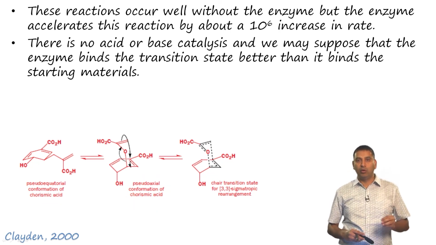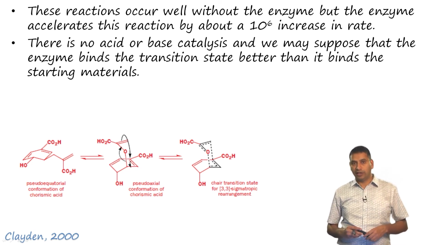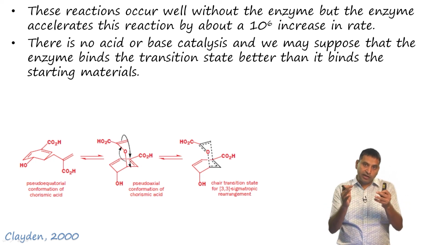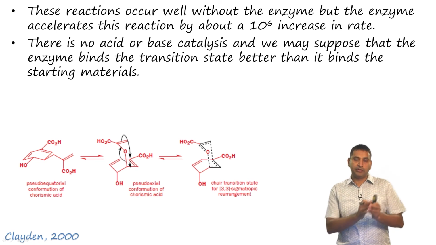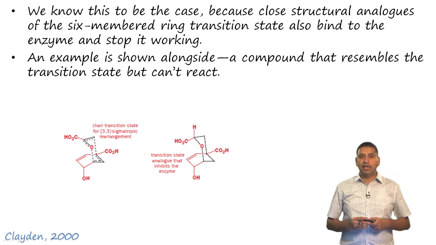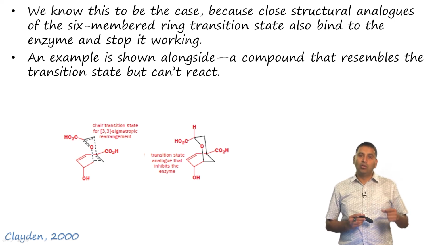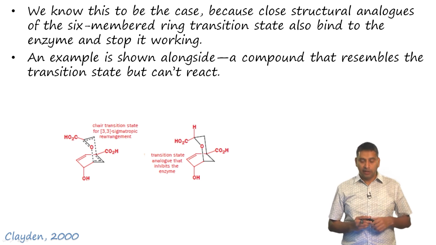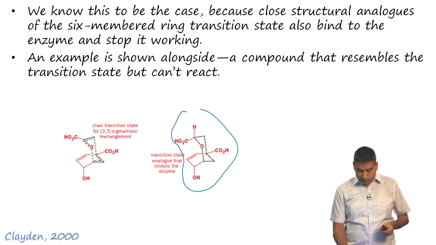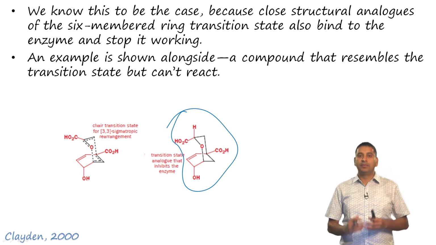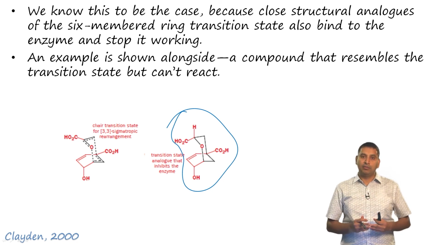These reactions occur well without an enzyme, but the enzyme accelerates this by about a factor of 1,000,000 increase in rate. So, there is no acid or base catalysis, but we may suppose that the enzyme binds the transition state better than it binds the starting materials. So, if we were to design a molecule which looks similar to the transition state, which we have looked at previously as transition state analogues, then this compound can go and inhibit the enzyme. And indeed, when a molecule that resembles the transition state as shown here was synthesized, this molecule can inhibit this enzyme.